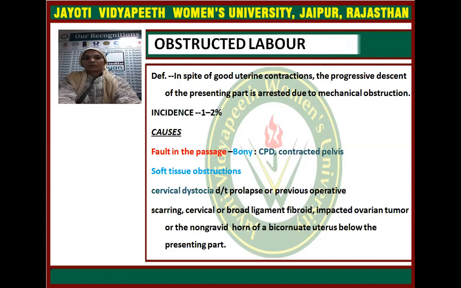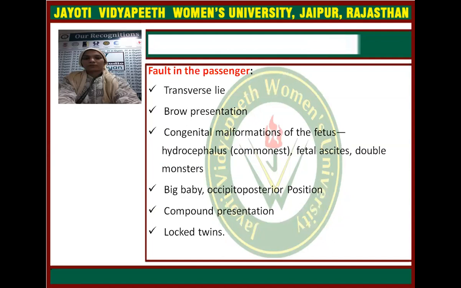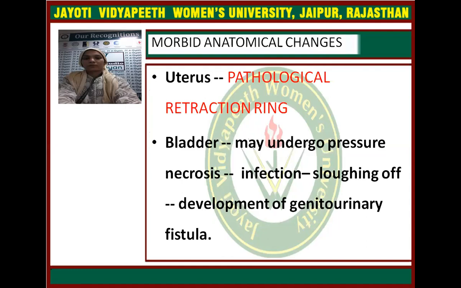Next one is fault in the passenger, meaning fetus. Anything related to the fetus is a fault in passenger. So first one is transverse lie, abnormal presentation like brow presentation, congenital malformation of fetus like hydrocephalus, which is the commonest one. Fetal ascites, monsters. Again, big baby, occipito-posterior position, and compound presentation, locked twins might cause fault in the passenger.